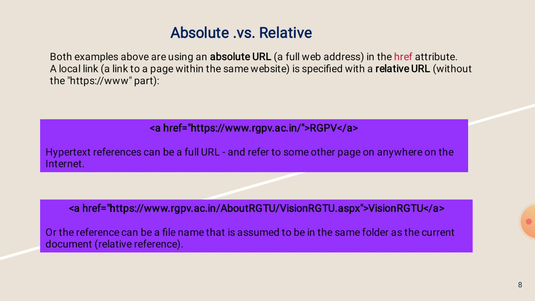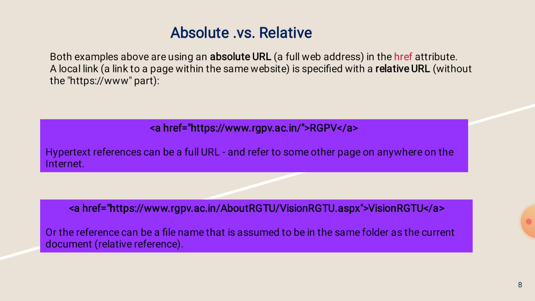Then we use a relative URL, that means we use a direct syntax to another page, connected as a single hyperlink. So for absolute we use a href http://www.rgpv.ac.in, then for relative we use a href with a file name such as vision.aspx.